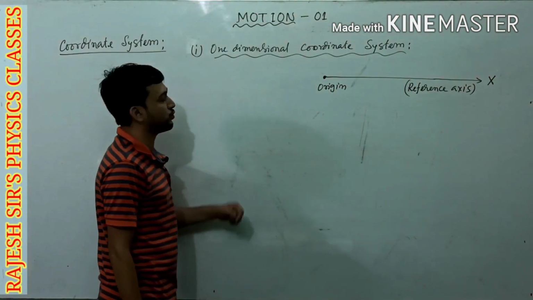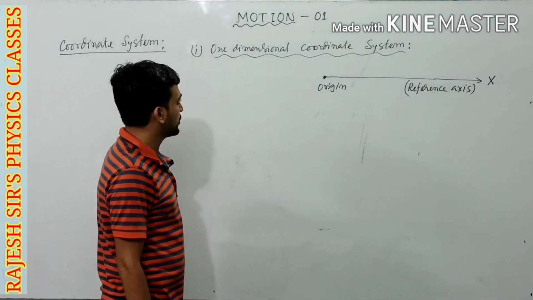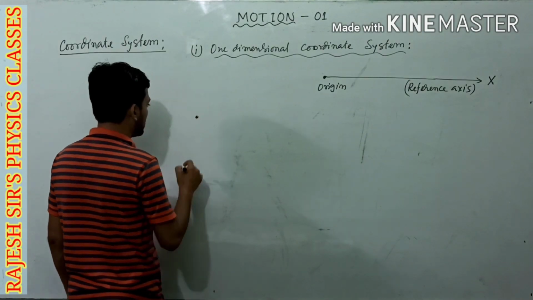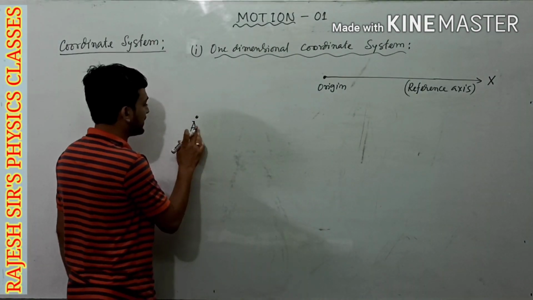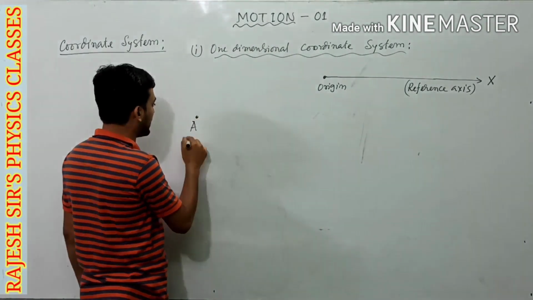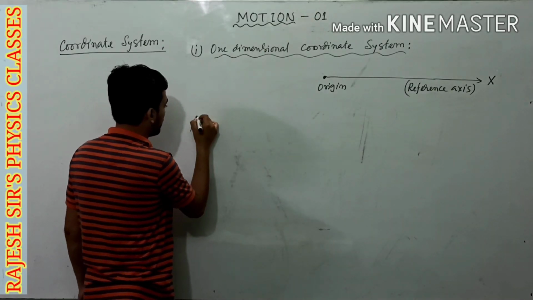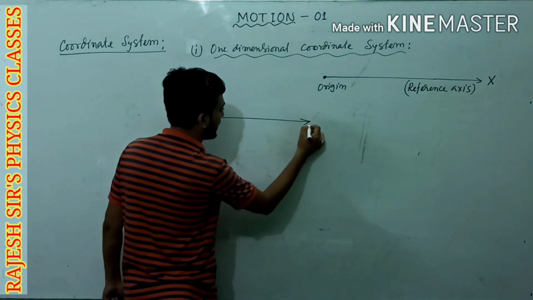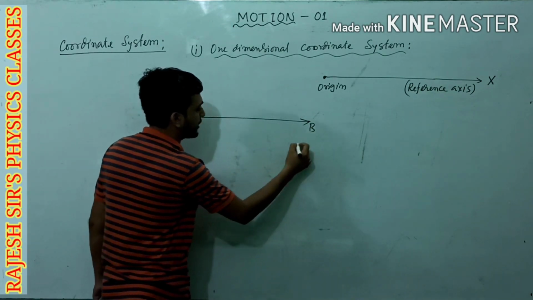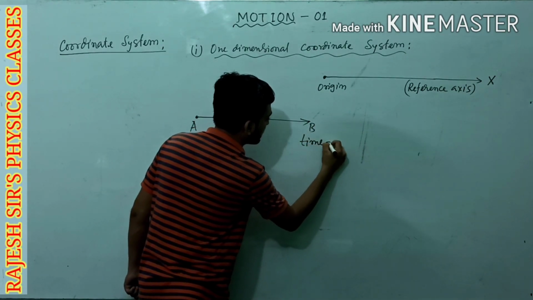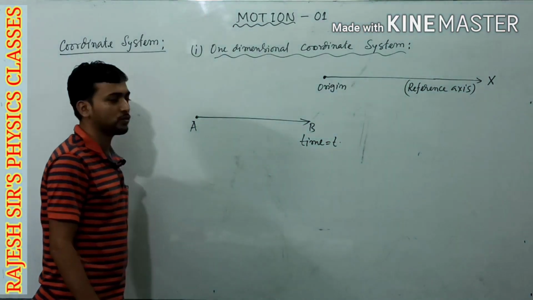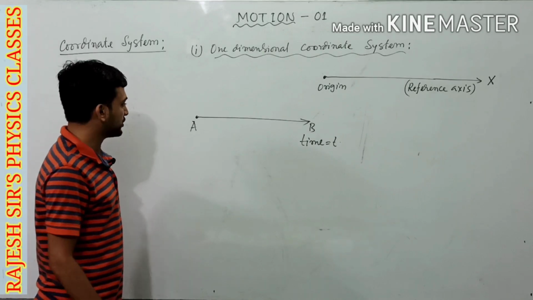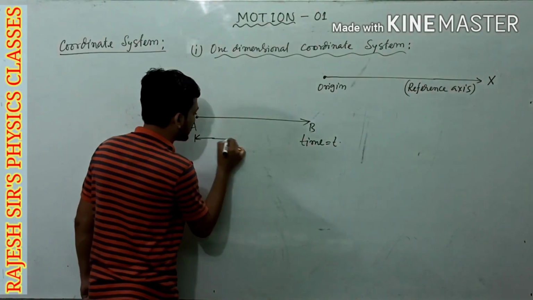So what is the use of this one-dimensional coordinate system? In order to explain this, we need to consider one ant, and we consider that A is the starting point of that ant. Now suppose the ant has shifted its location from point A to point B after time t. Now you have been asked, what will be the location of this ant after time t? You have to simply find this distance.